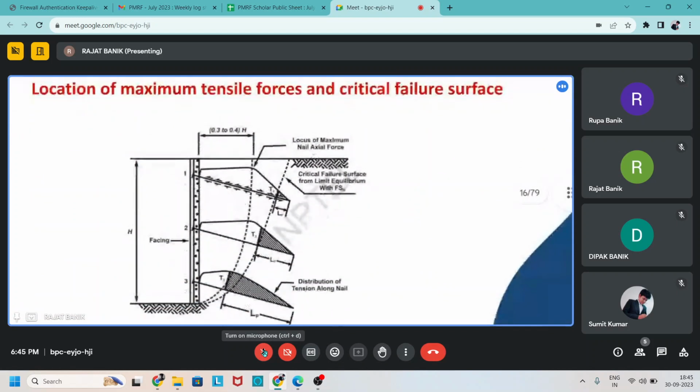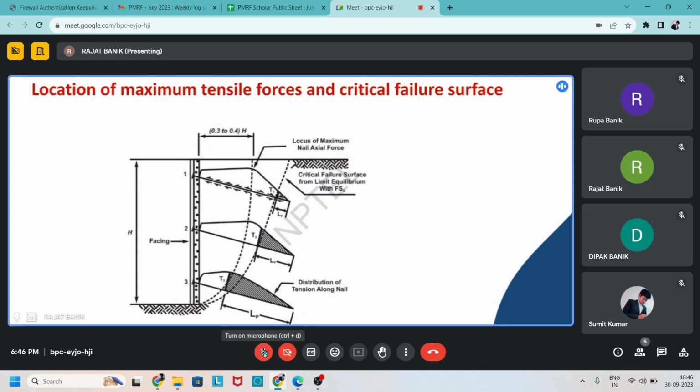again it shows the location of the maximum tensile force, and also the critical failure surface. So you see that three arrangements are given based on different depths. In the figure it is said that the maximum axial force occurs between 0.32 and 0.4 H. H is the height of the facing, or the height of the wall, you can say.